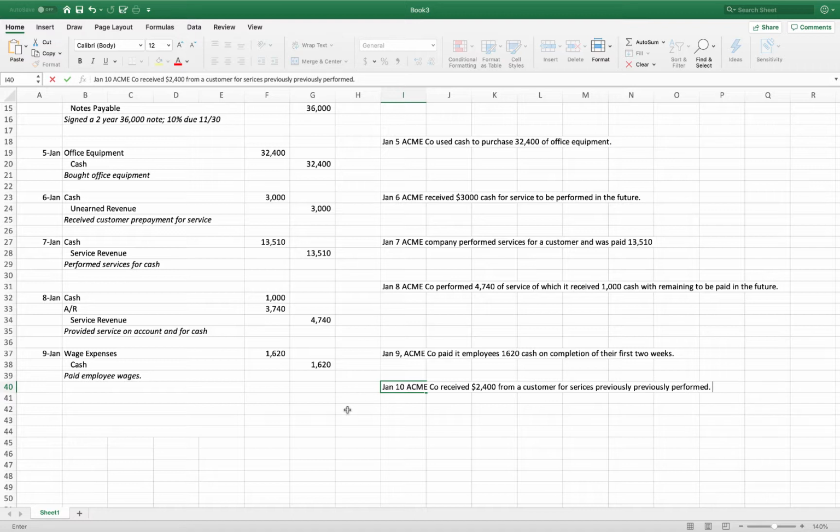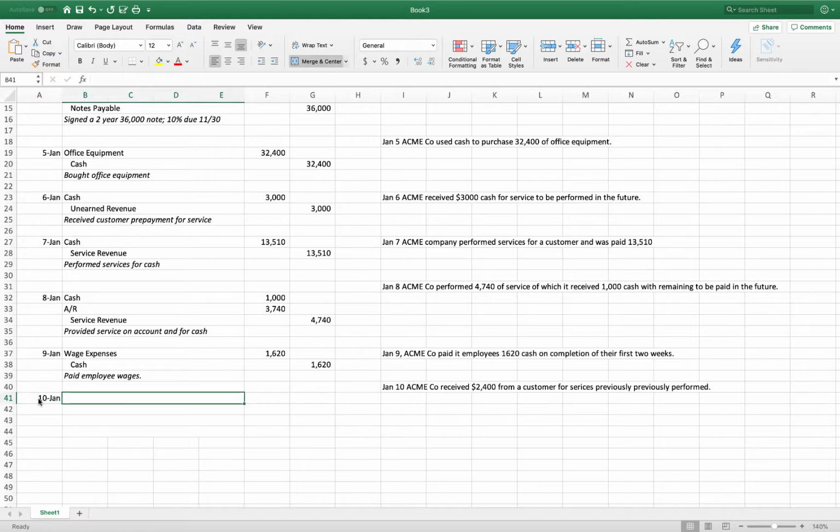Okay? So what this means then is that this customer did not pay us, right? We performed service. We earned the revenue because we provided the service, and payment is, guess what? Pretty much guaranteed, right? Hopefully they have a promise to pay us. So on January 10th, I need to analyze this transaction and book it.